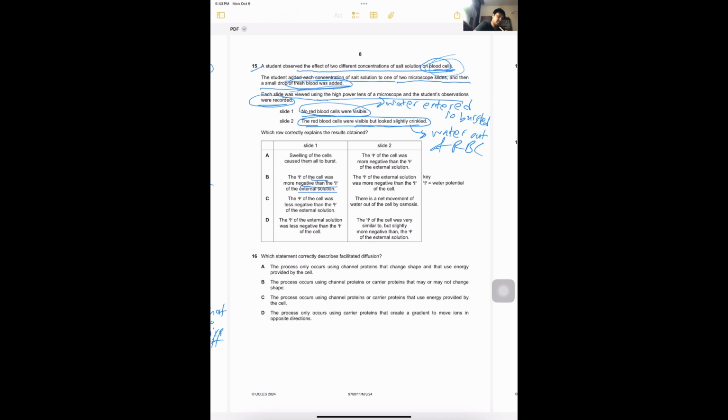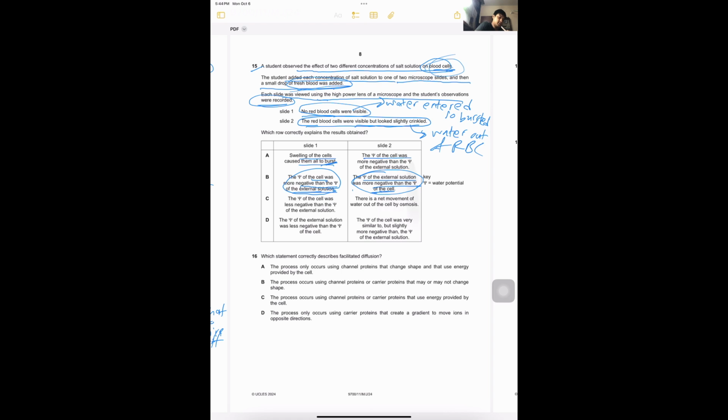The water potential was more negative than the, so water entered. This could be correct. The water potential of the external solution was more negative than the water potential, so yes, water exited. This could be correct. Let's see. A swelling of the cell, this is correct.